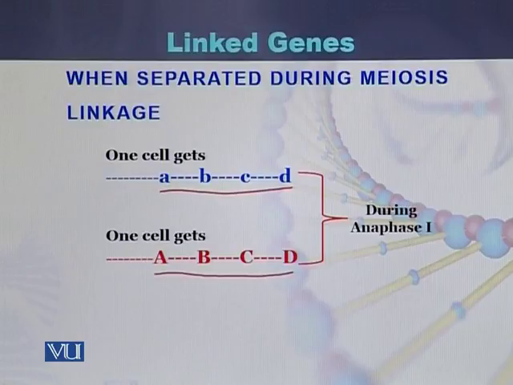If the sequence is the same as that present on the chromosomes in the parents, if this sequence is not changed and they are in the same sequence A, B, C, D, then we will say that the genes are linked together and not separated from each other, and there is no crossover. Such genes are called linked genes.